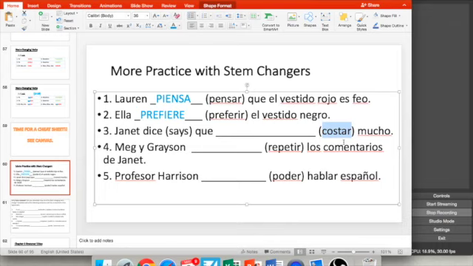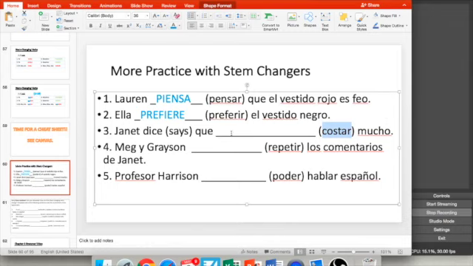Now, where this is a little ambiguous in this sentence, if you weren't reading it in the context of the whole paragraph, it probably wouldn't make sense. But Lauren thinks that the red dress is ugly. She prefers the black dress. And Janet says that blank cost a lot. So we're referring back to the dress, the black dress. She thinks that it cost a lot.